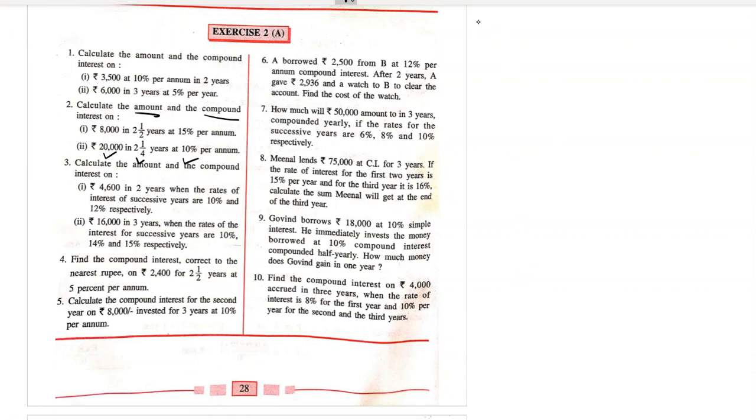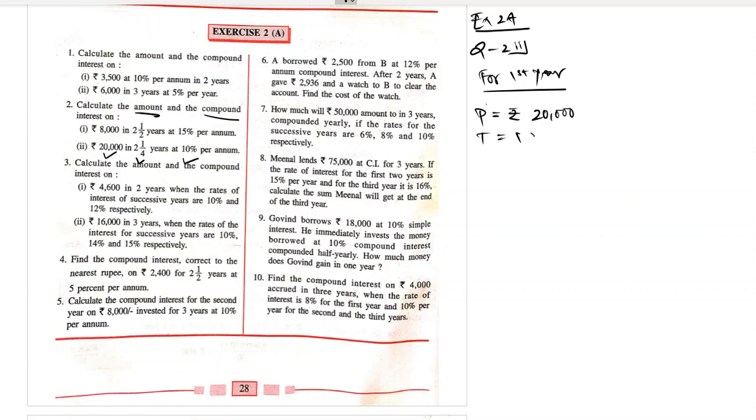So basically exercise 2A, question number 2, second one, principal for first year. Let me write it for first year. Principal is equal to rupees 20,000, time is equal to 1 year, rate is equal to 10% per annum. So you have to find the amount and compound interest.